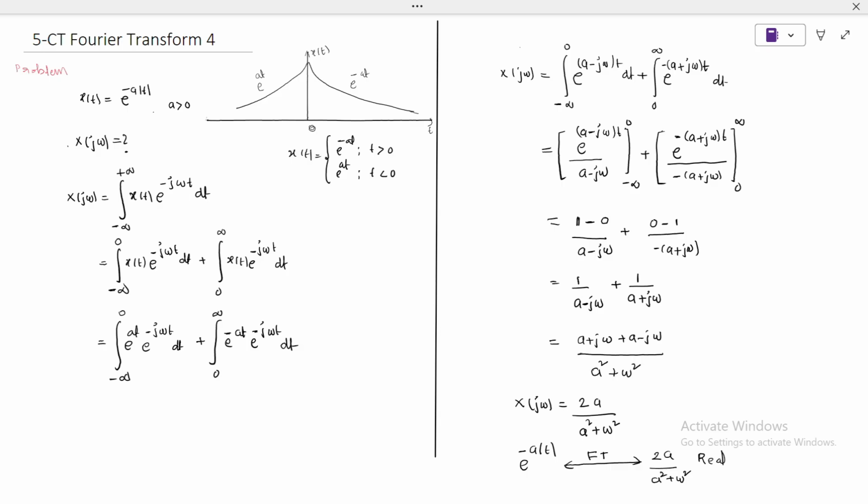So this is about the continuous time Fourier transform. We should remember this concept. It is used for converting from the time domain to the frequency domain and back, for the aperiodic signal, while the Fourier series is for the periodic signal. In the next class, we will discuss some more problems and properties of the continuous time Fourier transform.